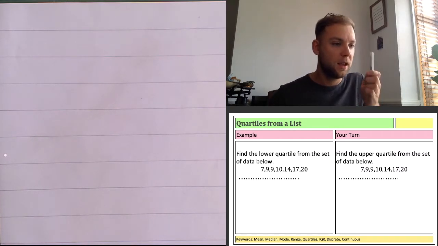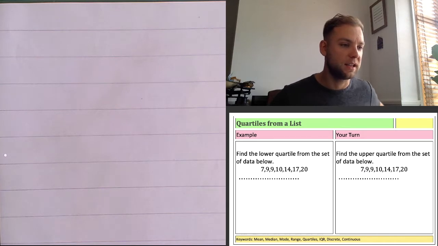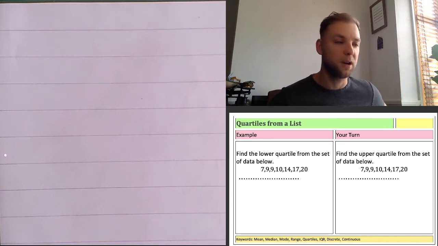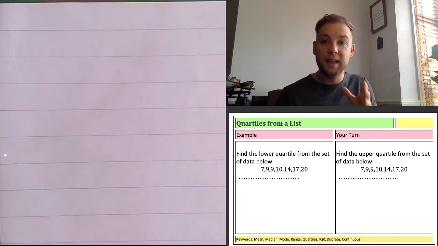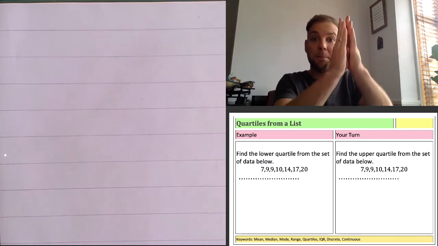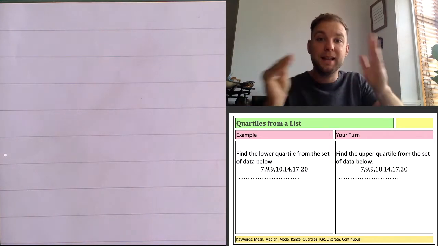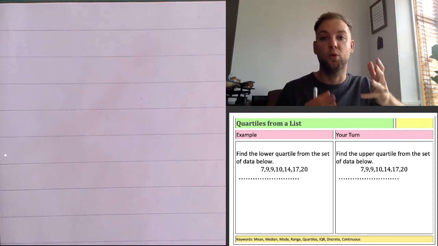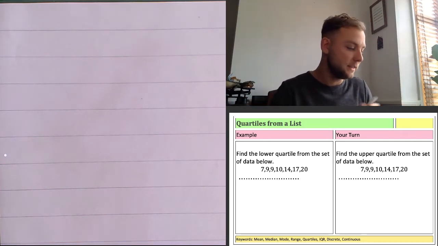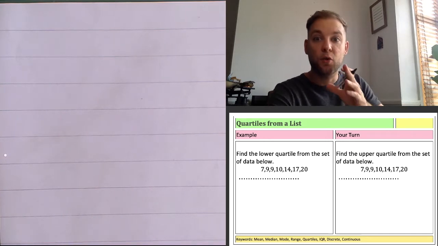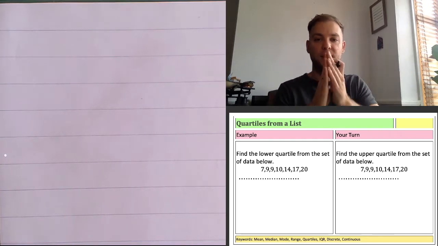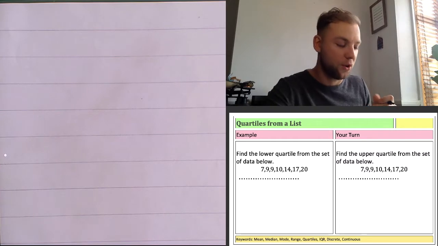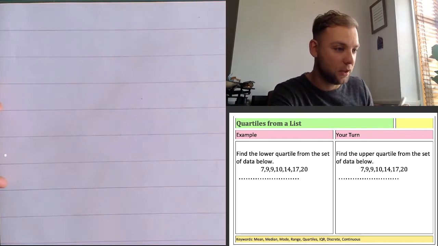So here we've got our very first question, which says find the lower quartile of the set of data below. So the easiest way to do this is to find the median first, split it up into two parts, and then find out the lower quartile and the upper quartile from there. Okay, so let's have a look at this one. Now, remember, when you're finding the median of something, you always have to put it in order first. Luckily, this one's in order, so let's start off.